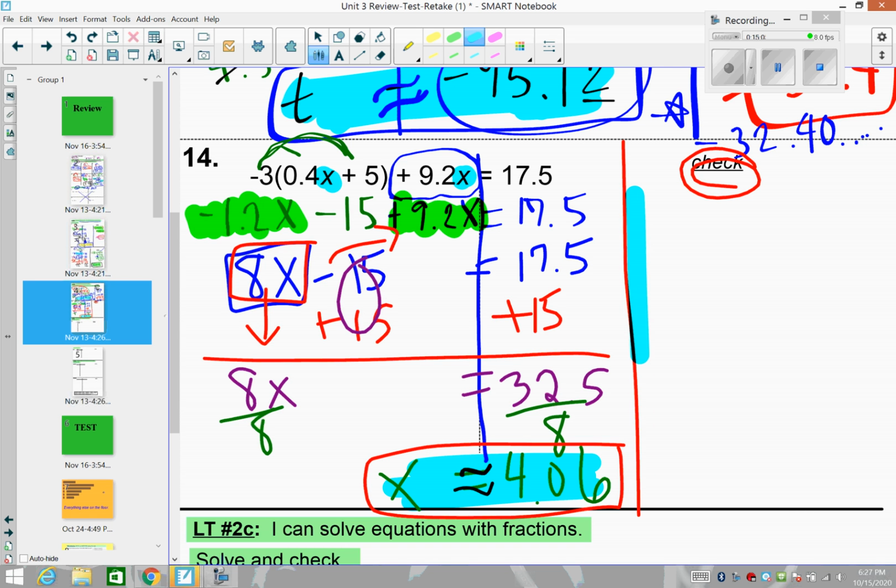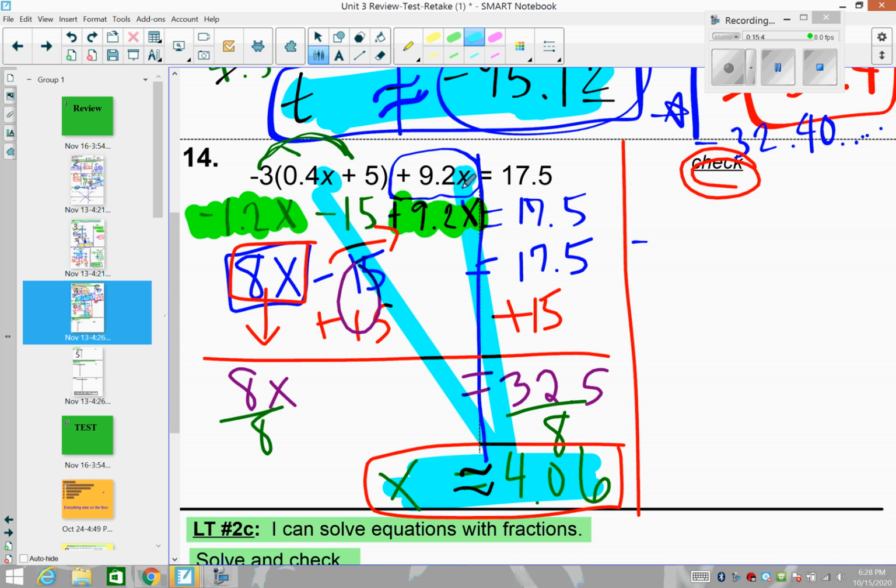I don't have enough space, really. I guess I could do it. I'm going to do it in steps, but I'm just going to simply run out of room here on the page, so I'm going to plug it in for both of those x's in my calculator and verify that that's the correct answer. So -3 times the quantity of 0.4 times our answer plus 5 in the first parenthesis plus 9 times what we think is our answer. Does that equal something close to 17.5?